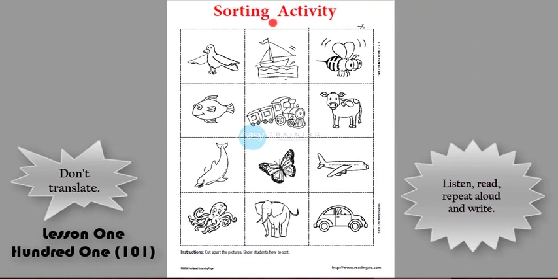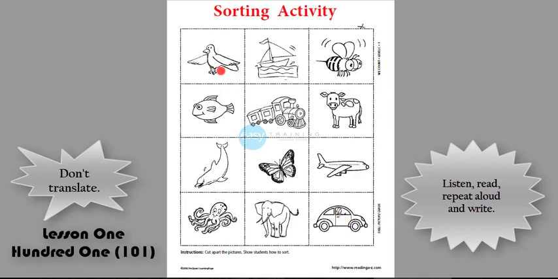This is a sorting activity. This is a classification activity. You see there are some pictures. You and I should sort out or classify these pictures into groups, into kinds, into categories. First, we are going to call the names of the objects in the pictures. And after that, we're going to sort them out or classify them into kinds, into categories.